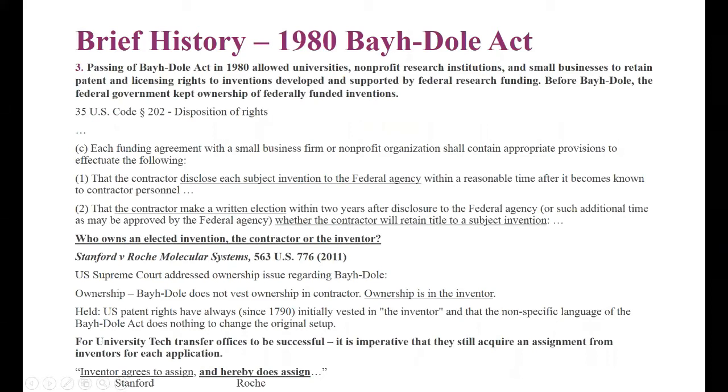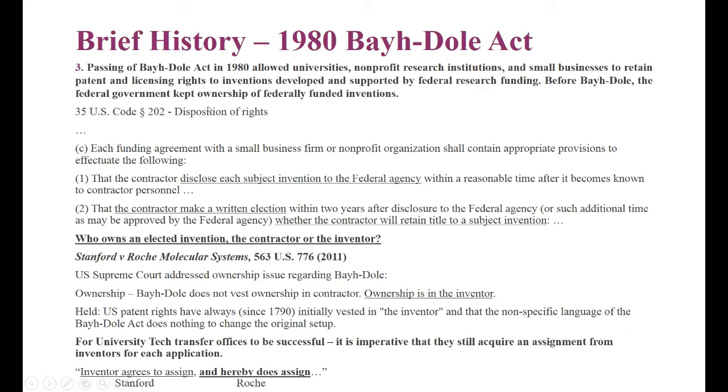Now, the third thing that happened in 1980 was the passage of the Bayh-Dole Act. Before that time, the IP in inventions that were made under government-sponsored research was the property of the federal government. So there was not a lot of impetus for universities to move forward with patenting, because they really didn't own the patents. But in 1980, the passing of the Bayh-Dole Act allowed universities to retain patent and licensing rights to inventions developed by using federal research funding.